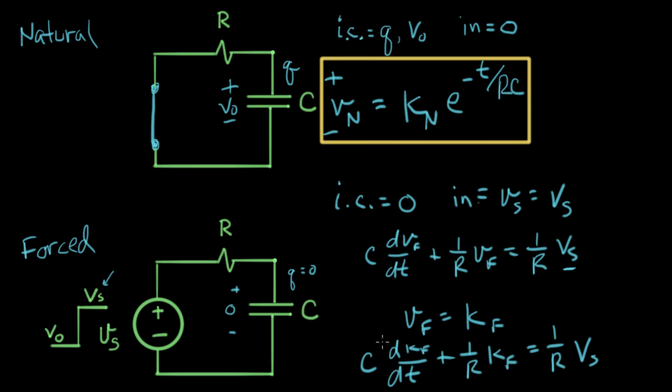All right, now here's the interesting thing that happens next. What's the derivative of a constant with respect to time? That goes to 0. So this first leading term of our differential equation goes to 0. And now I'm left with Kf times 1 over R equals Vs times 1 over R. So that makes Kf equal to Vs. So I'll tuck this in here. Our forced response, Vf, equals Vs.